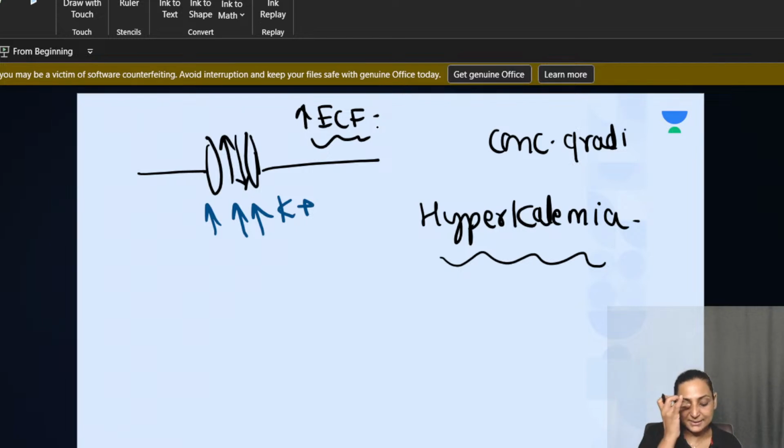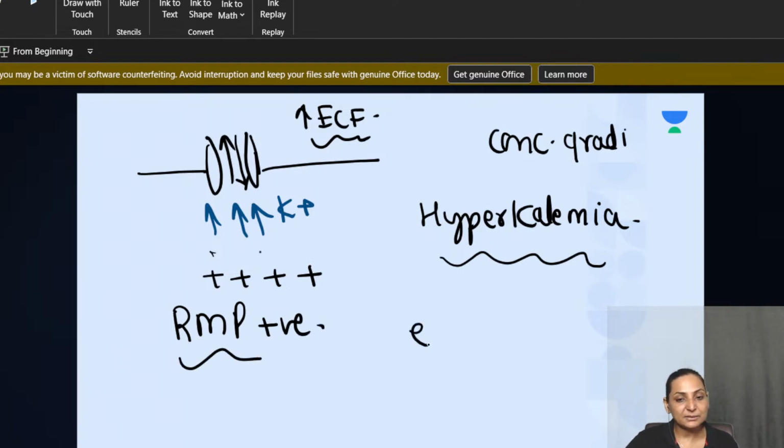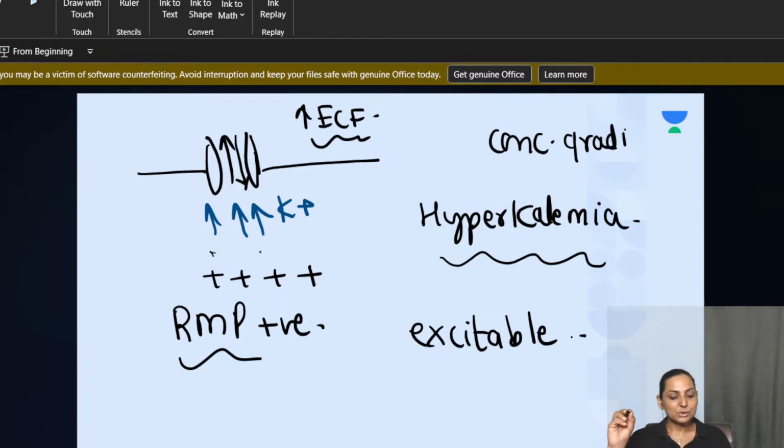When there is a rise in the ECF potassium, if already the potassium in the ECF is more, this potassium which is inside will not go outside, and the potassium concentration inside will increase, and therefore the RMP will become positive, and this tissue will become more excitable. So this is the question which was asked, that what will happen with hyperkalemia.